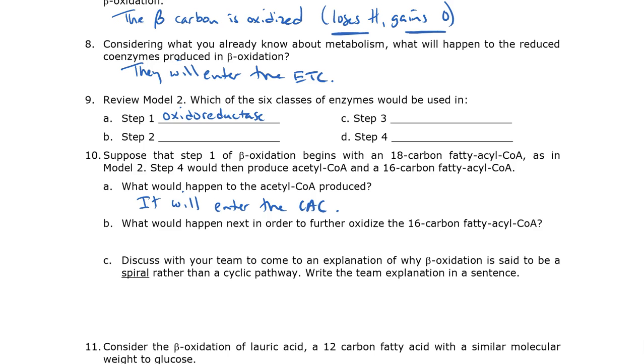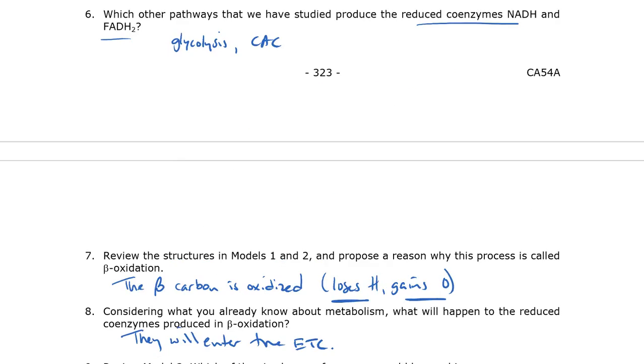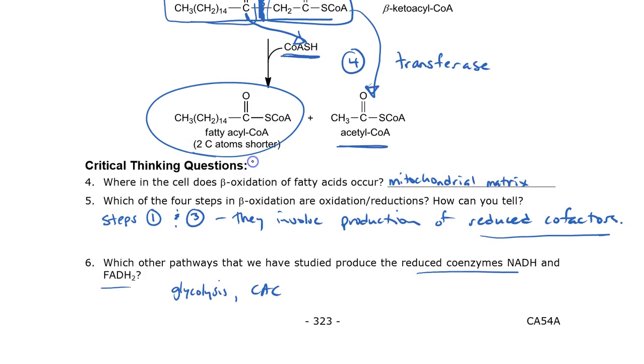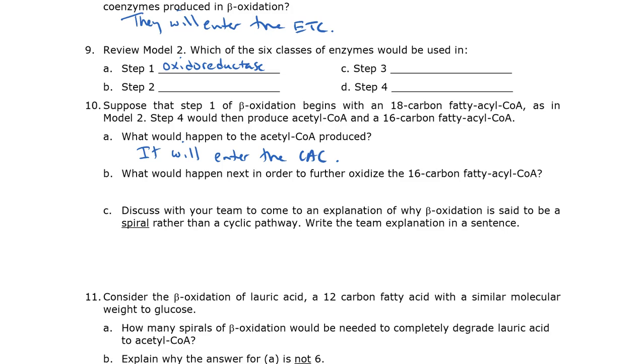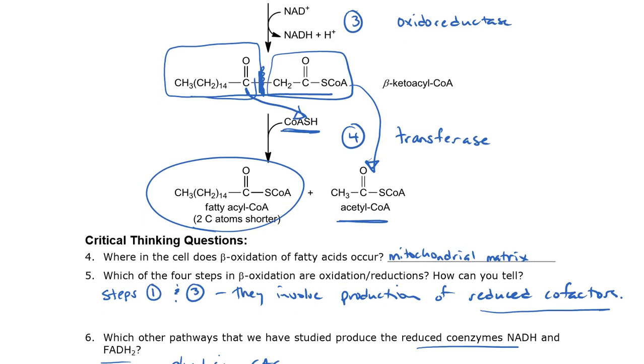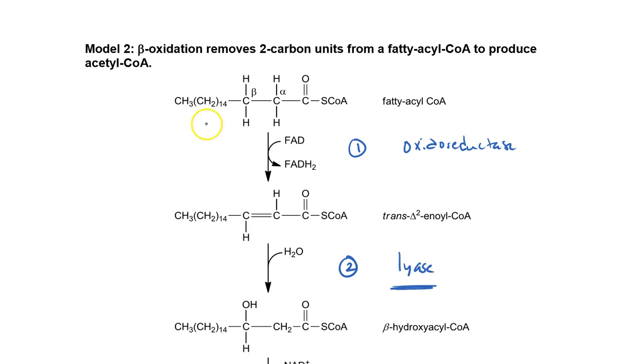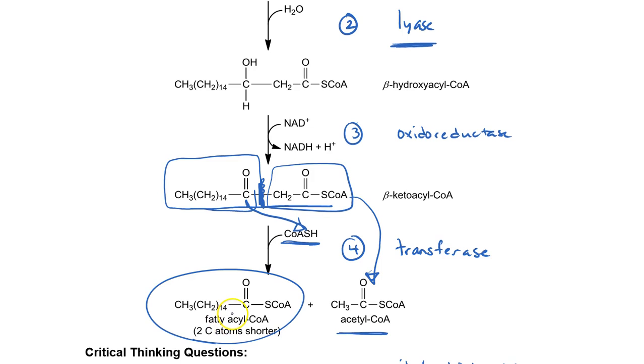Part B. What do you think will happen next in order to further oxidize the 16-carbon fatty acyl-CoA? So that's this guy. Pause the video and write your hypothesis here. Pause now. So is this what your hypothesis was? I say it will re-enter beta oxidation at step 1. If I look at the beta oxidation, I have a fatty acyl coenzyme A. And isn't that what I start with? A fatty acyl coenzyme A? It's just that this one is 2 carbons shorter now.